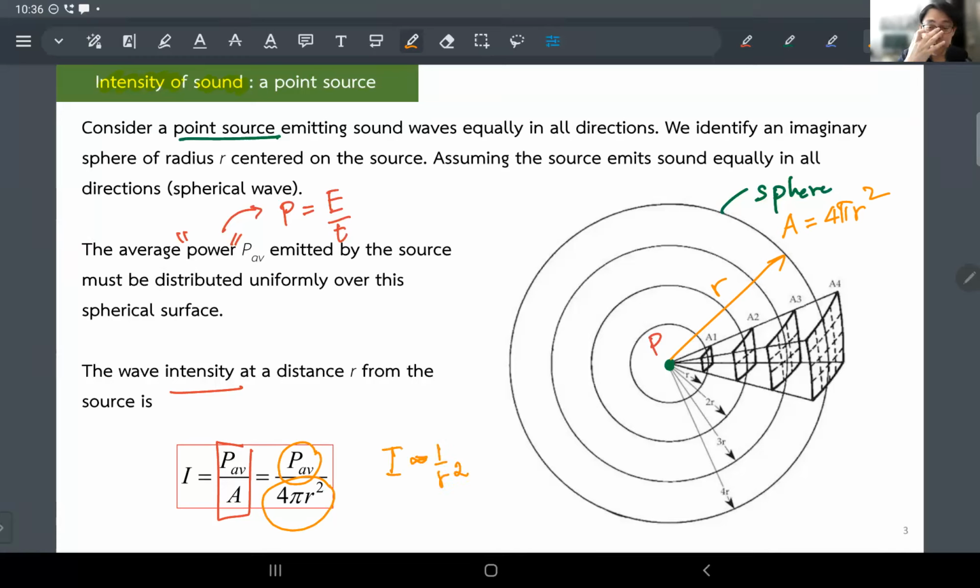And this is the reason why when you move away from a speaker or whoever is talking, the sound that you hear is going to get quieter. Is that the word? Quieter? Okay. Anyway, it's harder to hear because it's inversely proportional to the distance squared.